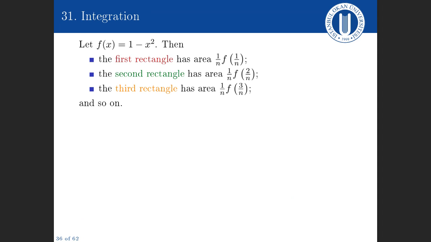Now, because we're using the right-hand edge of each interval to determine the height of the rectangle, that means the first rectangle has width 1 over n and height f of 1 over n. The second rectangle has width 1 over n. The widths are always 1 over n, but the height of the second rectangle is f of 2 over n. The height of the third rectangle is f of 3 over n, and so on.